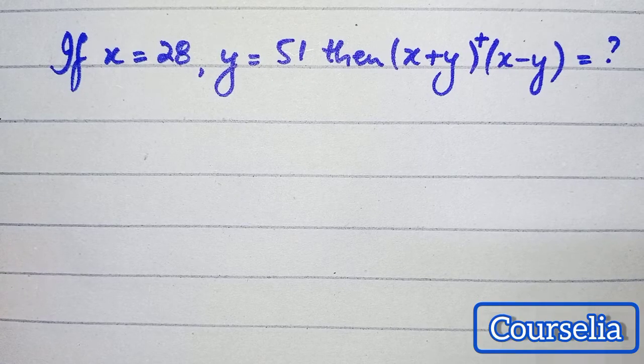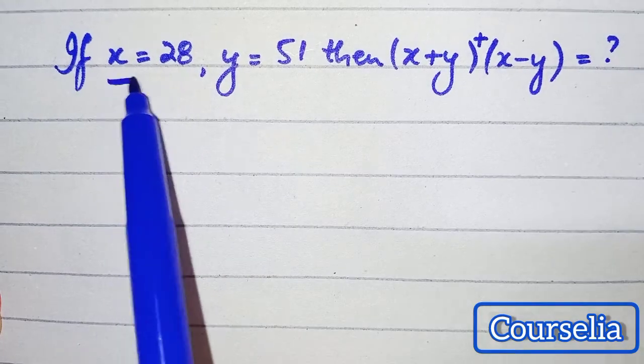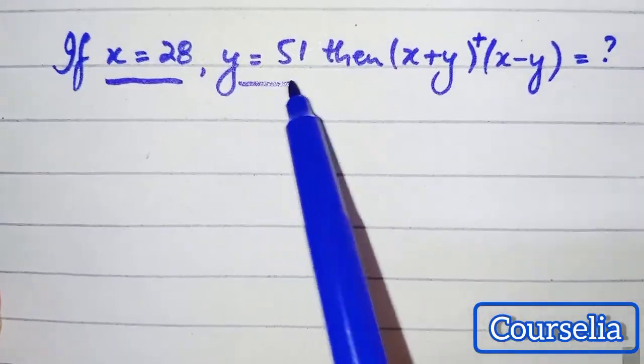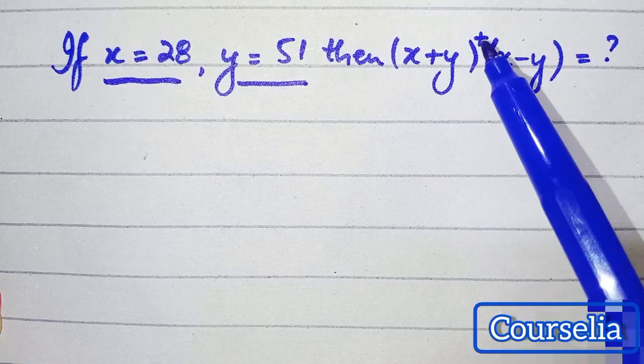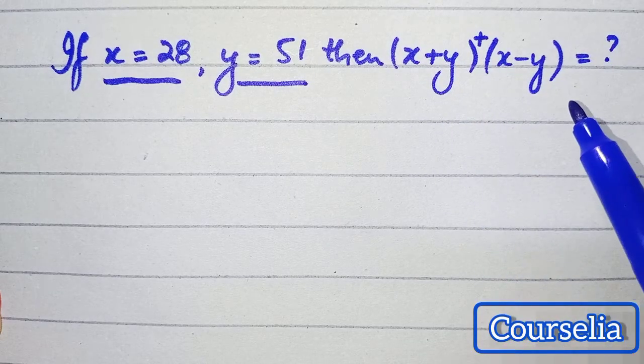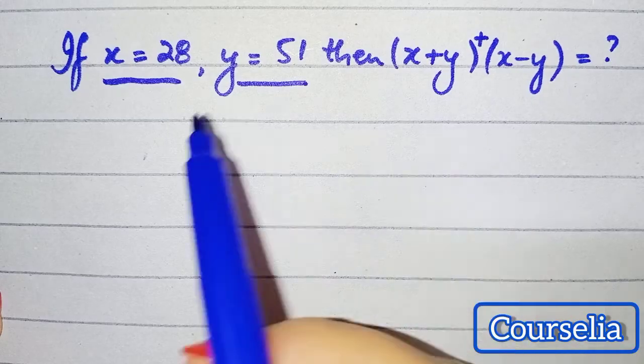Our next question is this. If x is equal to 28, y is equal to 51, then we have to find x plus y plus x minus y. Let's put the values.